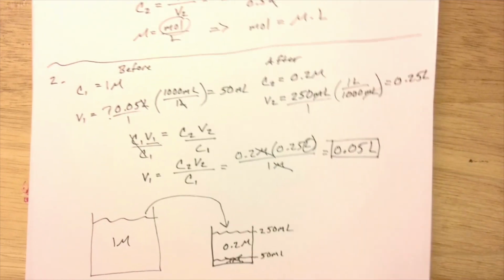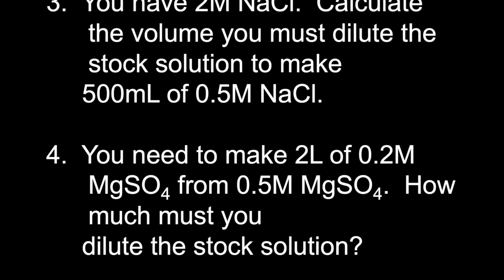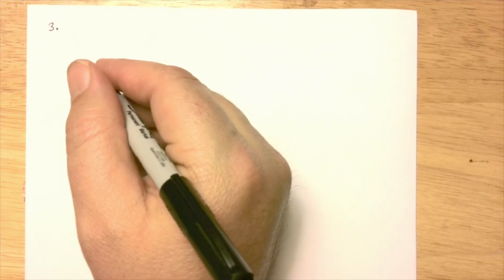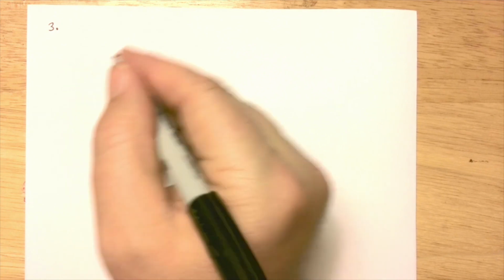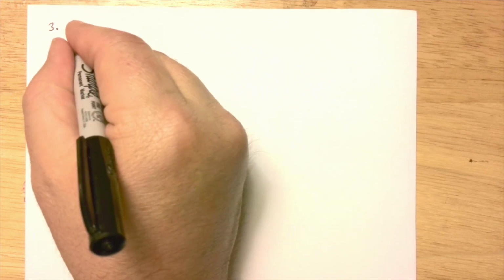Okay, so let's move on to the next one. Number 3, you have a 2 molar sodium chloride. Calculate the volume you must dilute the stock solution to make 500 milliliters of a 0.5 molar sodium chloride. So you have a 2 molar sodium chloride. So let's start off with what's given to you here.